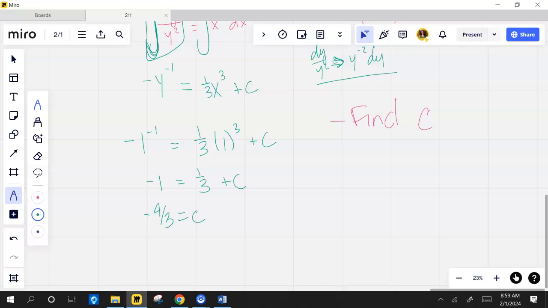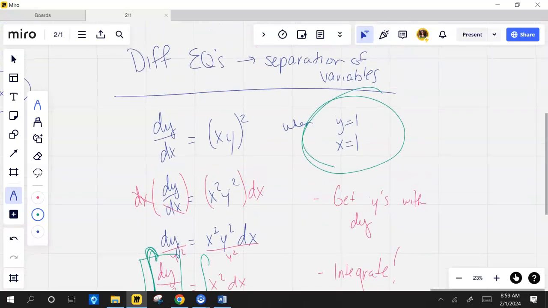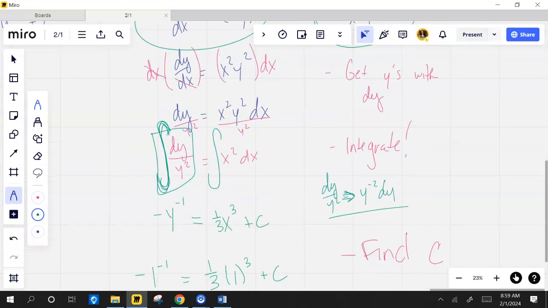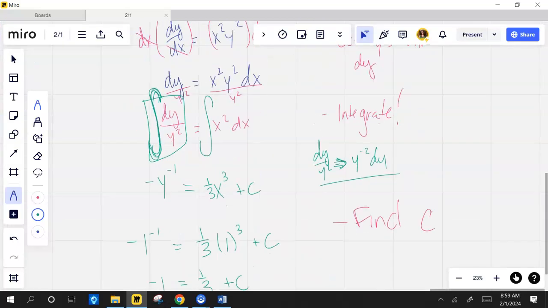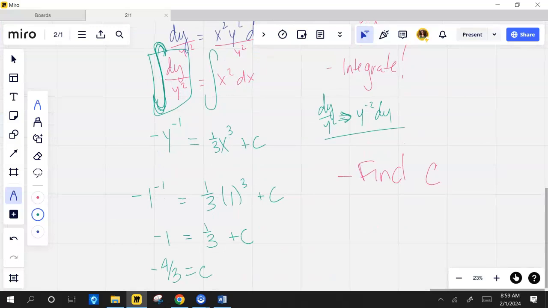Because I was asked to solve this, tell me if this happens, what does y equal? When y is 1, what's the equation there, though? And that's what we're trying to find. We're solving for y.